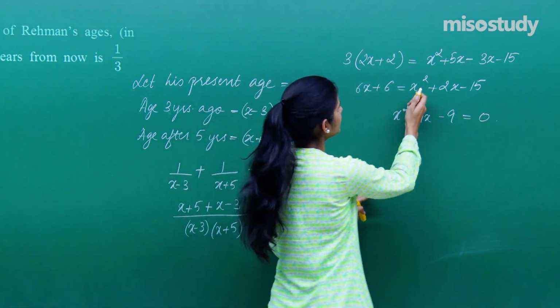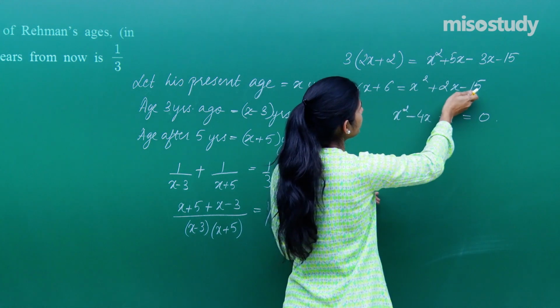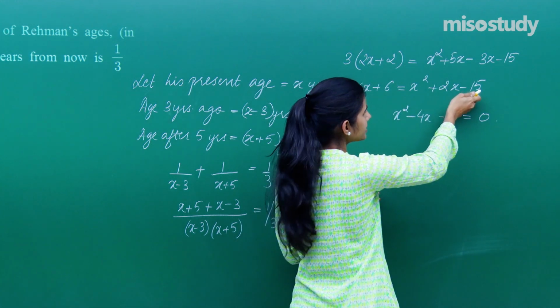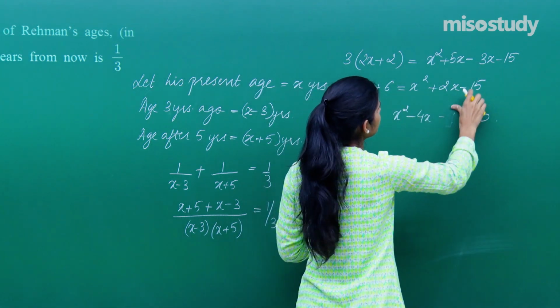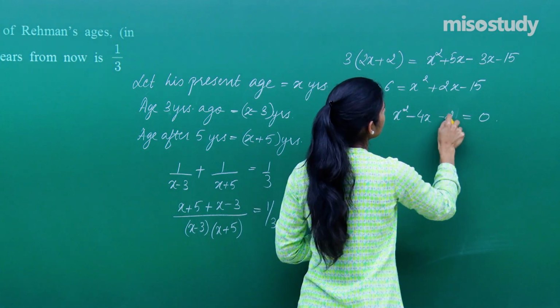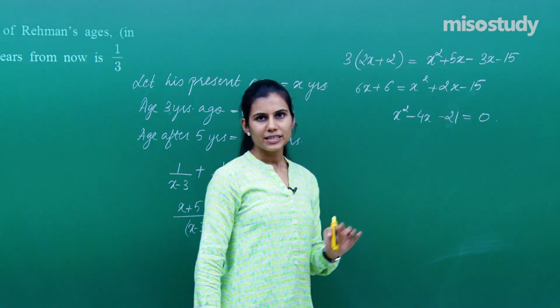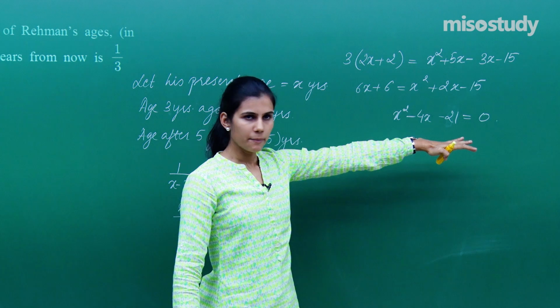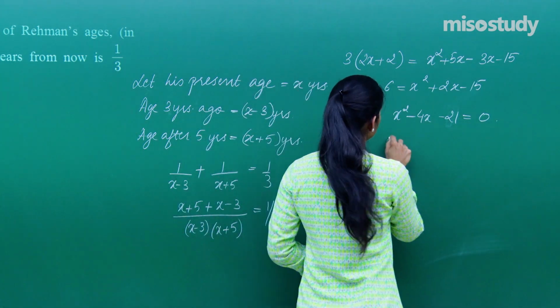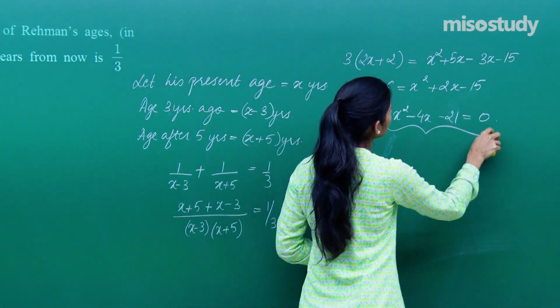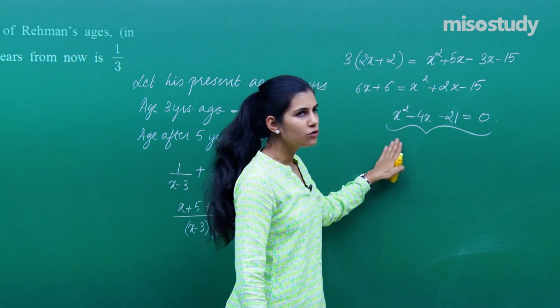Right, what do you have? x square plus 2x minus 6x, so that gives you x square minus 4x, minus 15 minus 6 it is. So this is minus 21. Minus 15 minus 6 gives you minus 21. Now the moment you have this quadratic equation, I have to find the value of x.